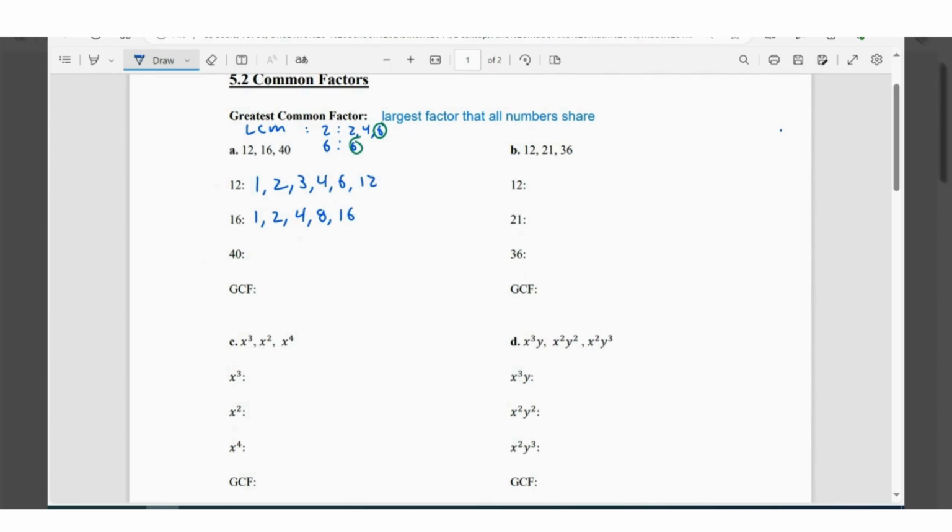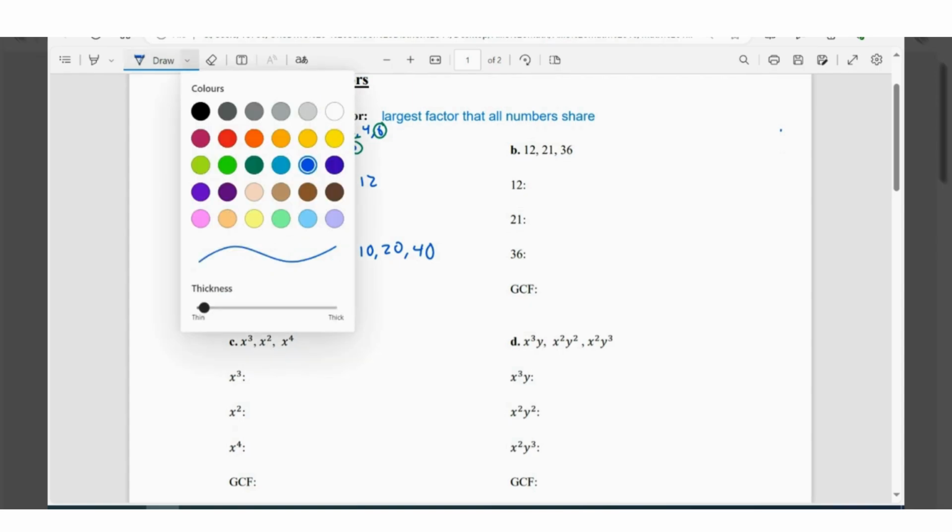And for 40, 1 goes in there. 2 goes in there, it's even. 4 goes in there. 5 goes in there. Not 6, not 7. 8 goes in there, 8 times 5. And then that looks like we got 4 times 10, 2 times 20, and 1 times 40.